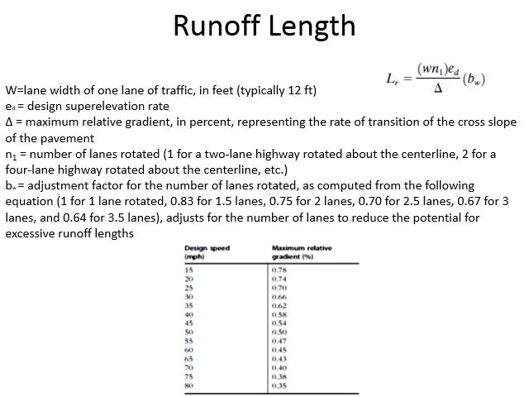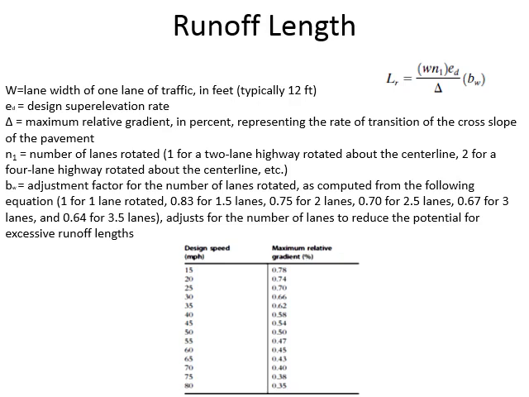So the superelevation runoff can be calculated using this equation. LR means the length of the runoff. So we have here W, which is the width of the lane. It's normally taken as 12 feet. We have E here. E means superelevation which you want to achieve.